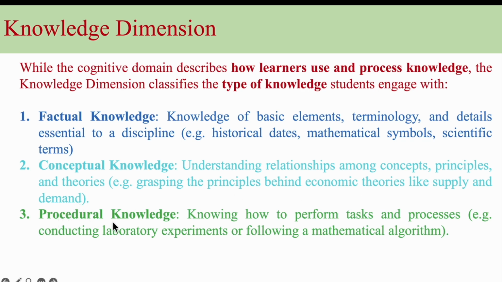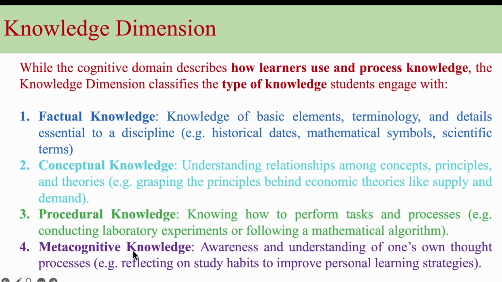Third is procedural knowledge: knowing how to perform tasks and processes, that is conducting laboratory experiments or following a mathematical algorithm. Fourth is metacognitive knowledge: awareness and understanding of one's own thought processes, that is reflecting on study habits to improve personal learning strategy.